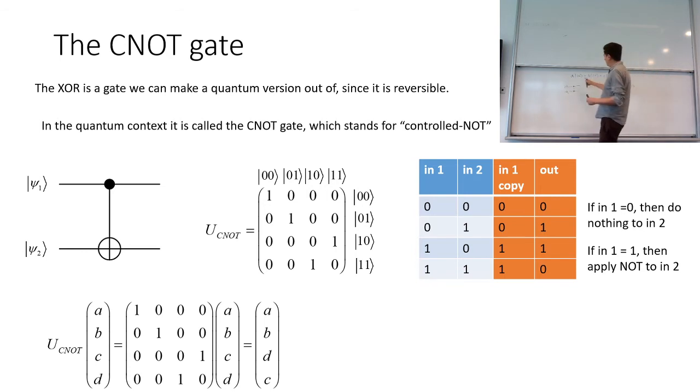So this state would correspond to the first qubit being 0, the second also being 0. This one corresponds to the first being 0, this one being 1. So that means we have to rewrite the 0, 1 composite state into the 0, 0 composite state, and the 0, 1 composite state.